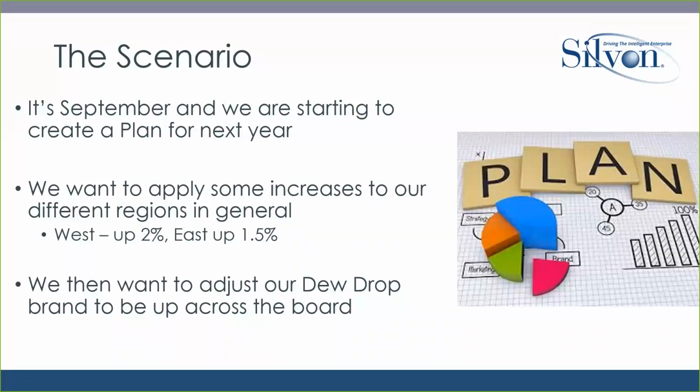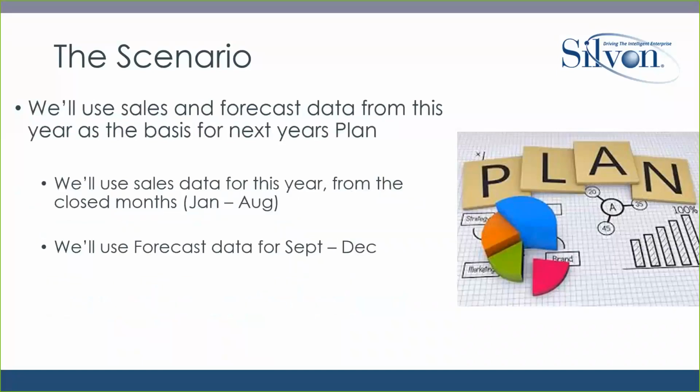I'm going to show an increase here in the demo. So with that thought in mind, and knowing it's September, what would I need to do to begin to create this plan? And to do that in Stratum, I really am going to have to use sales from the current year.